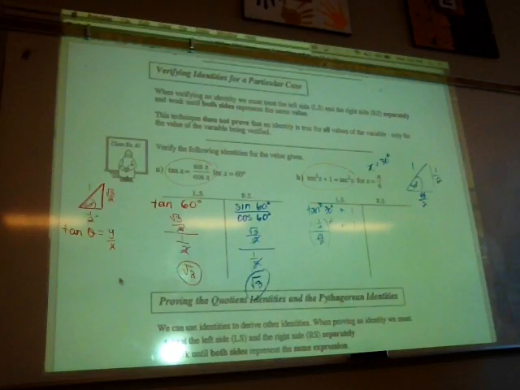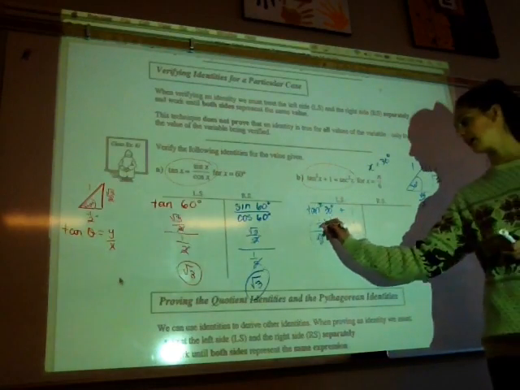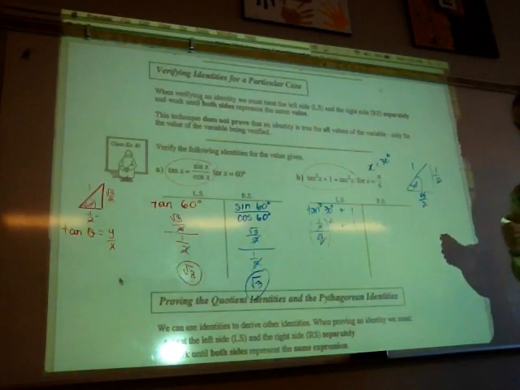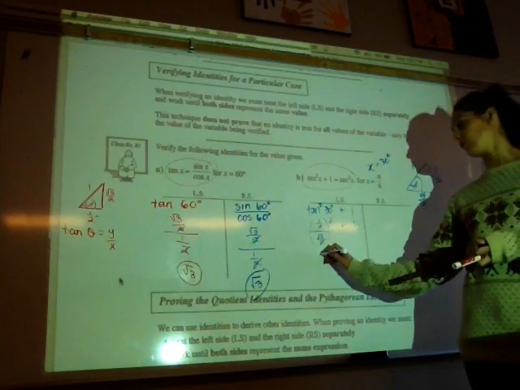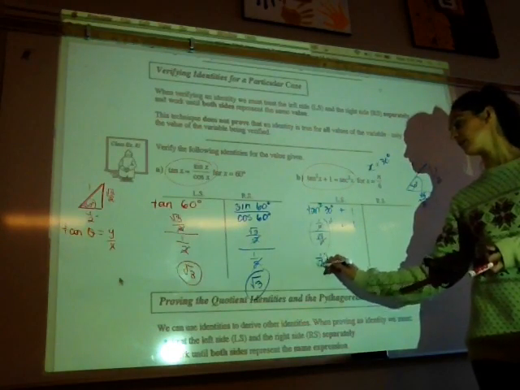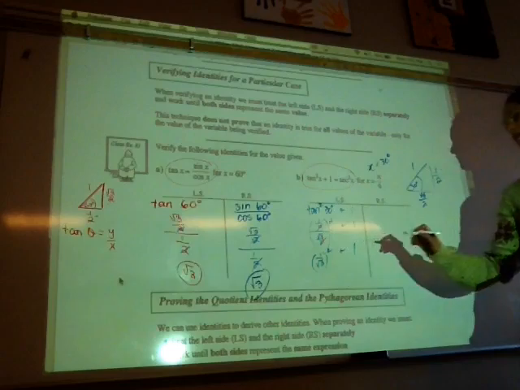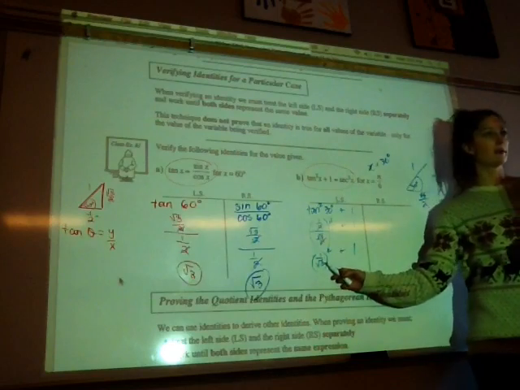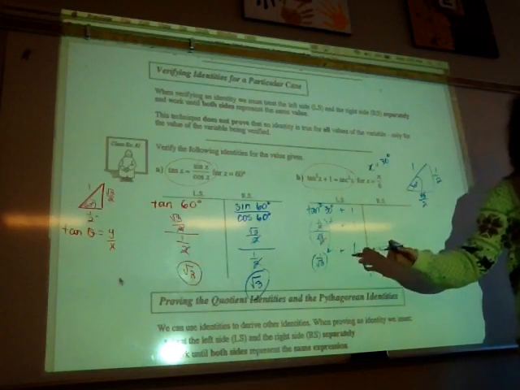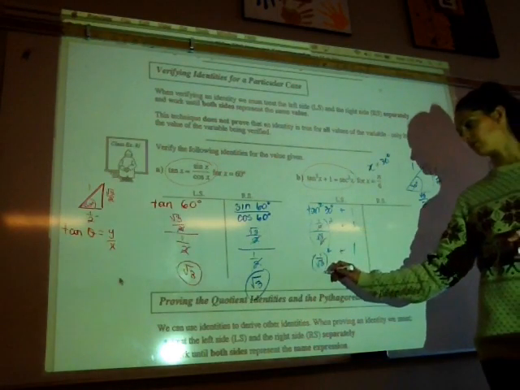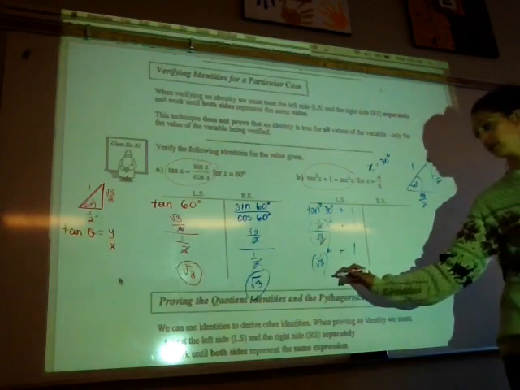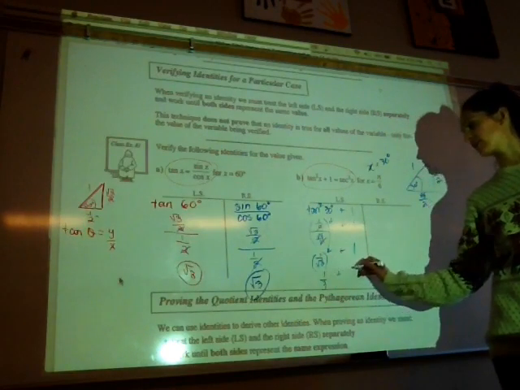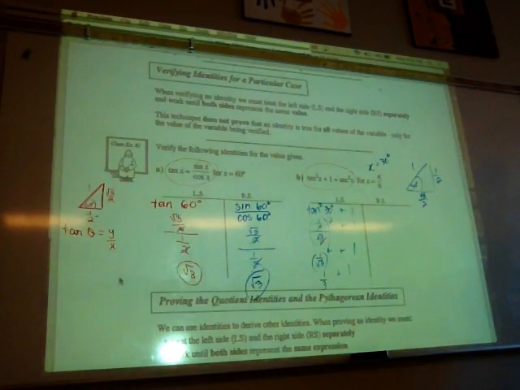It's going to happen in the 2's. They cancel out. So then we end up with 1 over root 3 all squared plus 1. Now typically we would rationalize the denominator, but because we're squaring it, there's no point in doing that extra step. So 1 squared is 1, root 3 squared is 3, and we have a third plus 1. If you add those together, you should get 4 thirds.